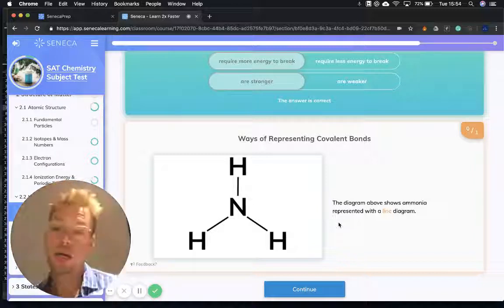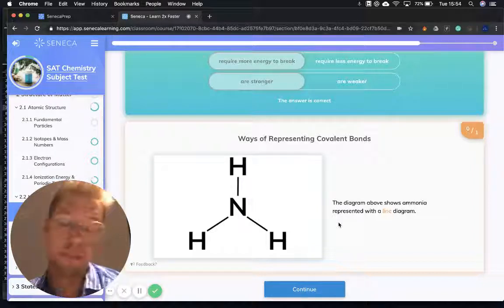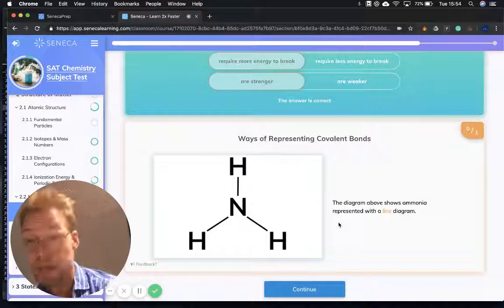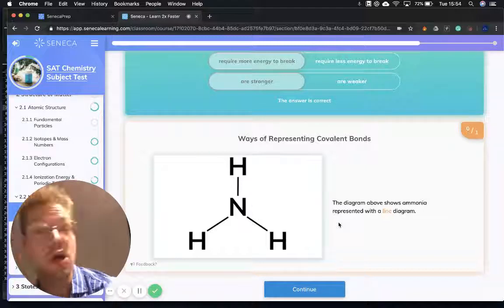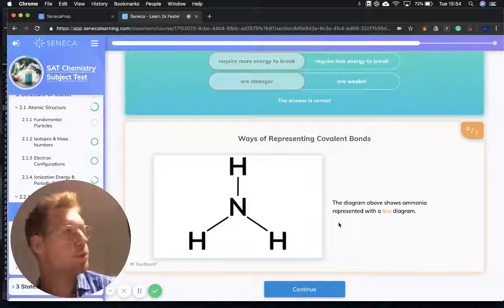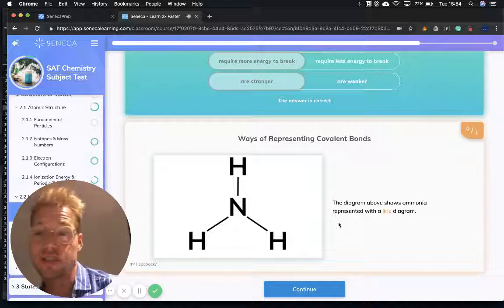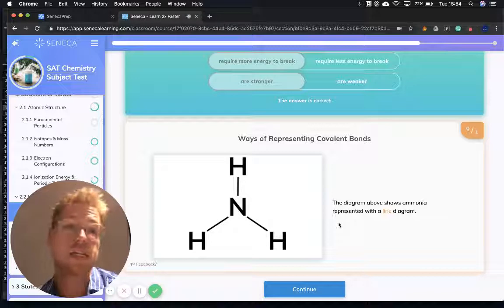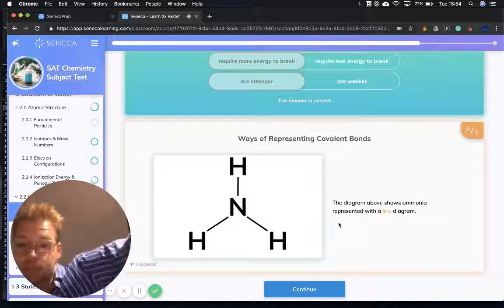Also, we're going to be building on the content covered in this episode when we talk about molecular shapes, and polarity as well. So there's loads to build on covalent bonds, you lucky thing.